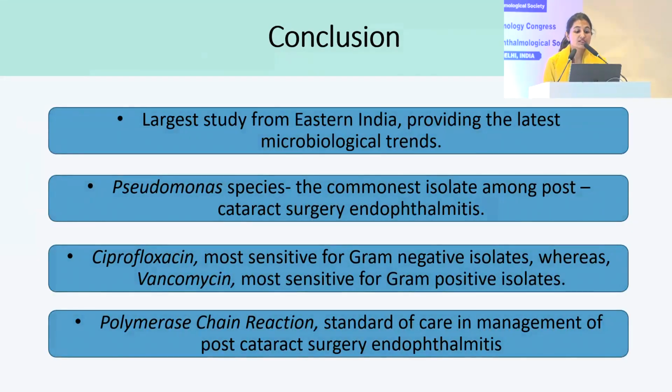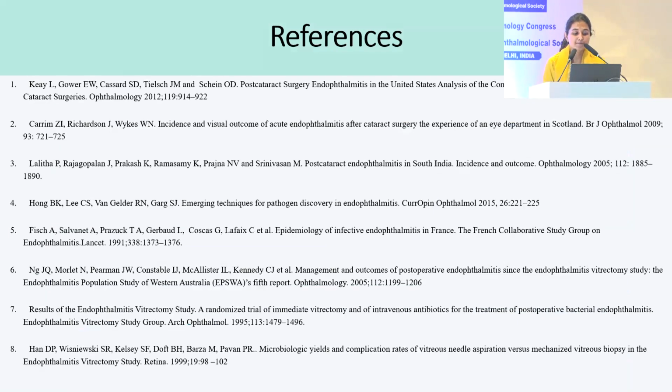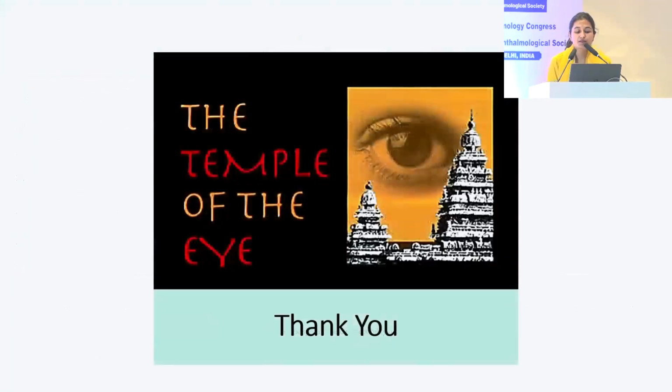So to conclude, it is the largest study from Eastern India providing the latest microbiological trends. Pseudomonas species is the commonest isolate amongst post-cataract surgery endophthalmitis in our study. Ciprofloxacin is more sensitive for the gram-negative isolates, whereas vancomycin is more sensitive for gram-positive isolates. Polymerase chain reaction is the standard of care in the management of post-cataract surgery endophthalmitis. These are my references. Thank you.